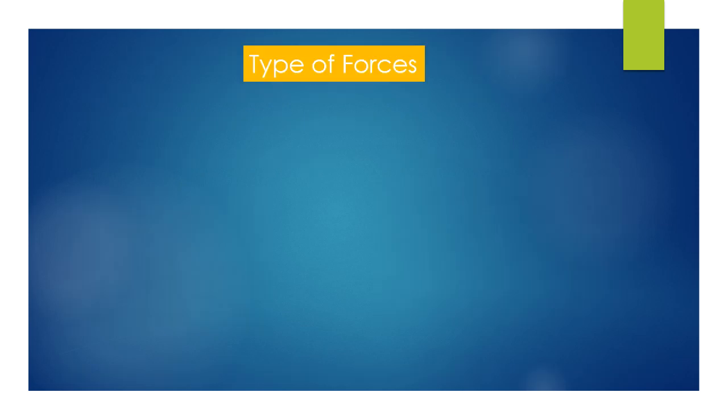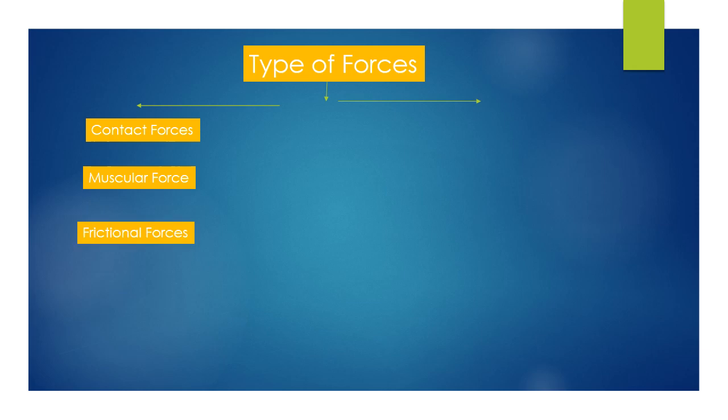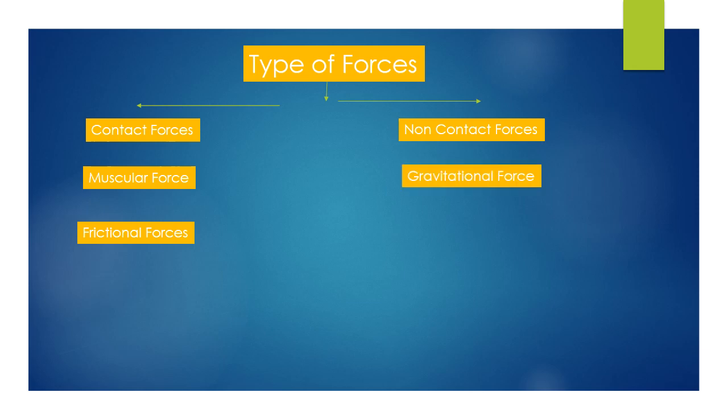How many kinds of forces are there? There are two types of forces. The first one is contact forces. Its examples are muscular force and frictional force. The second type of force is non-contact force. Its examples are gravitational force, magnetic force and electrostatic force.